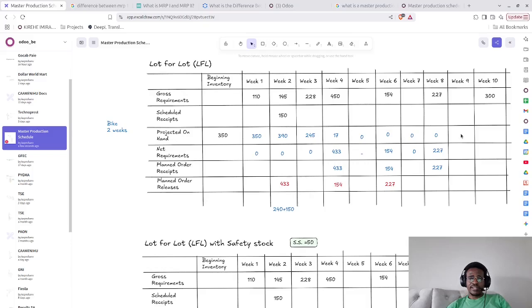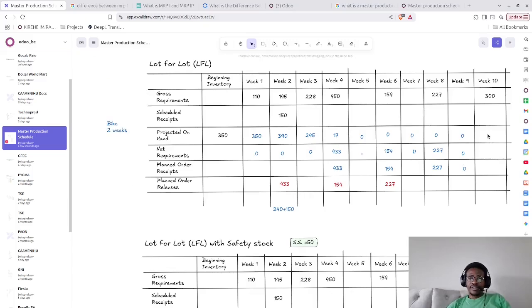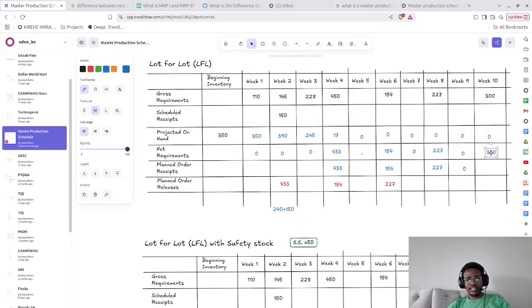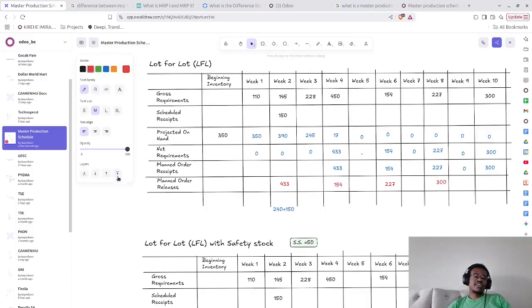Let's go to week 9. This is 0. And then this is 0. And then this is 0. And then in this week we have 300 as a demand, but we have 0 starting. And then here net requirements will basically be 300 so that we can meet that demand. And here we need to receive them in week 10, but for us to receive it in week 10, we must make an order in week 8. Why? Because of the lead times.